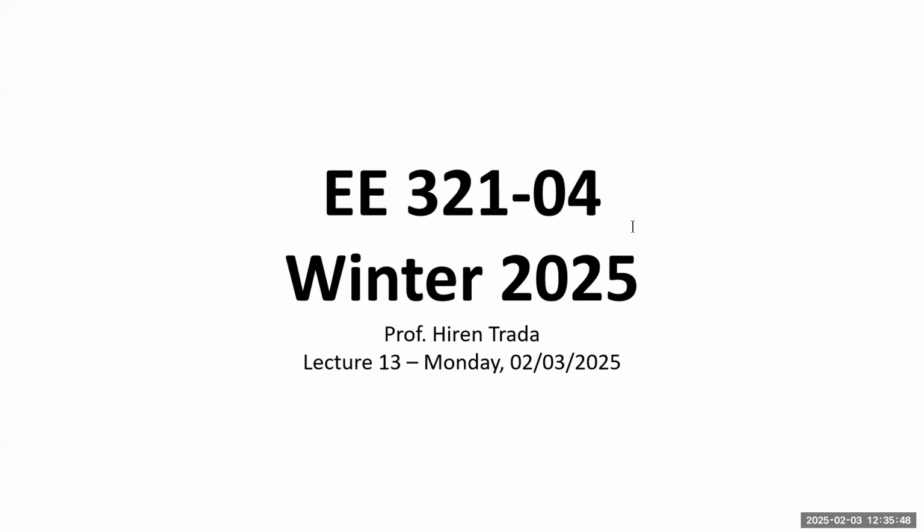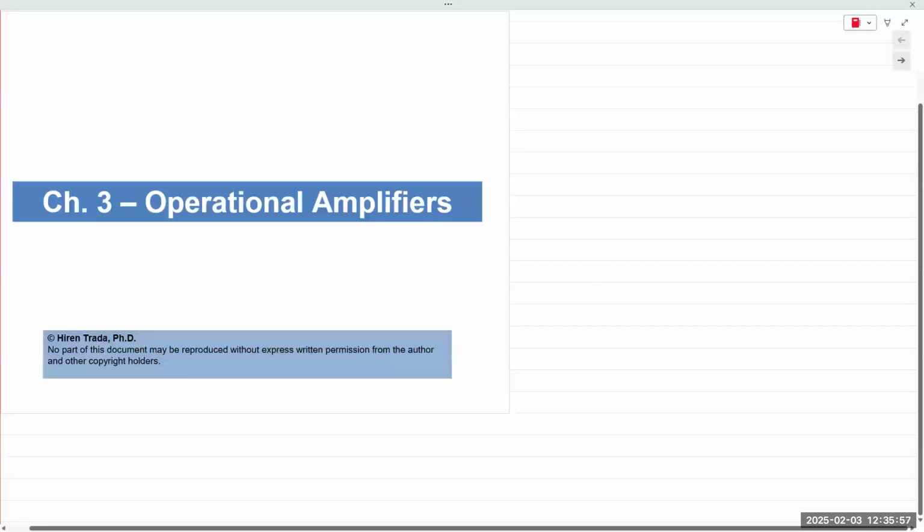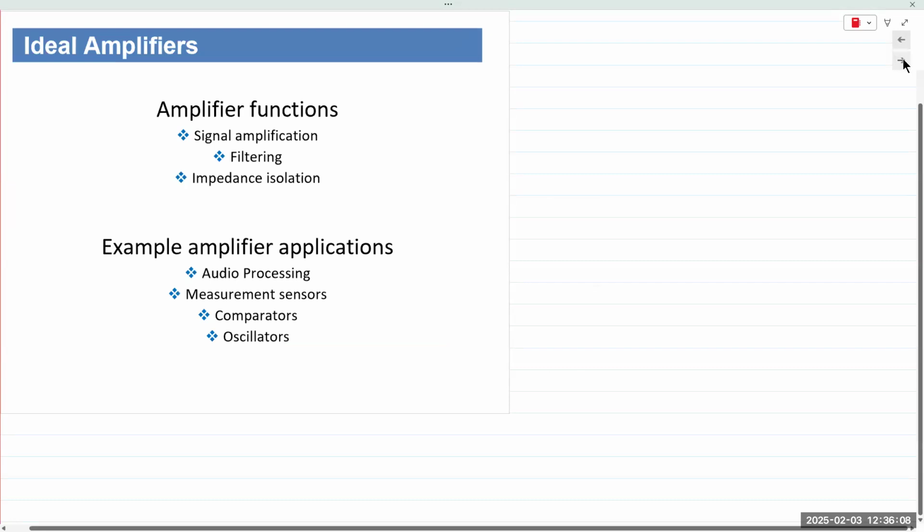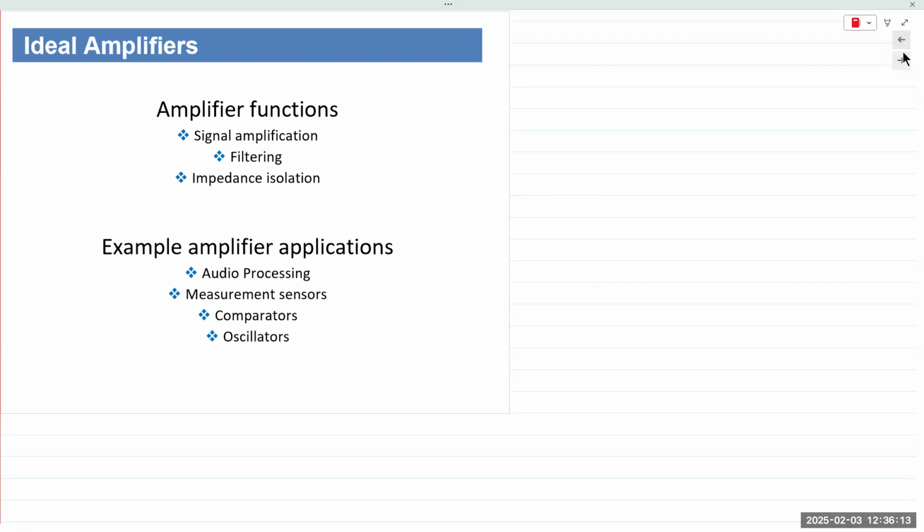All right, so today we'll begin chapter 3, which is operational amplifiers. We saw the BJT, bipolar junction transistor, and one of the most common applications of a transistor is for use as amplification. Ideal amplifiers can basically perform signal amplification, filtering, and impedance isolation.